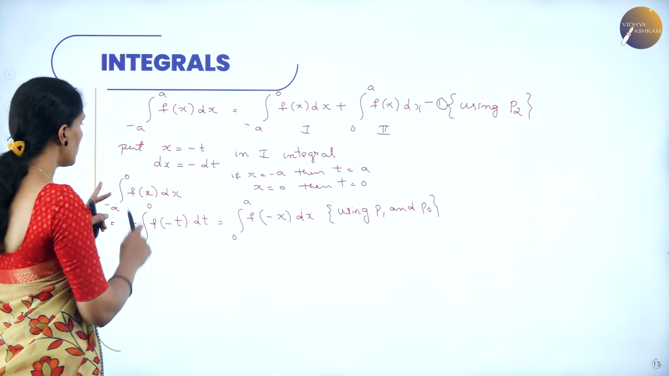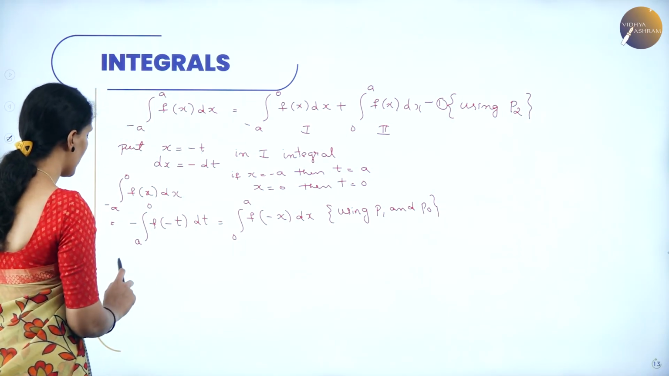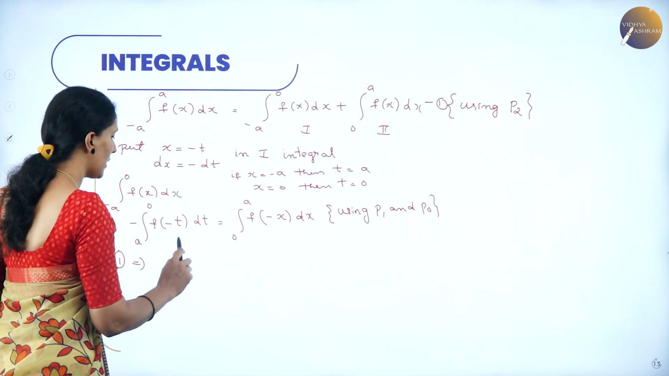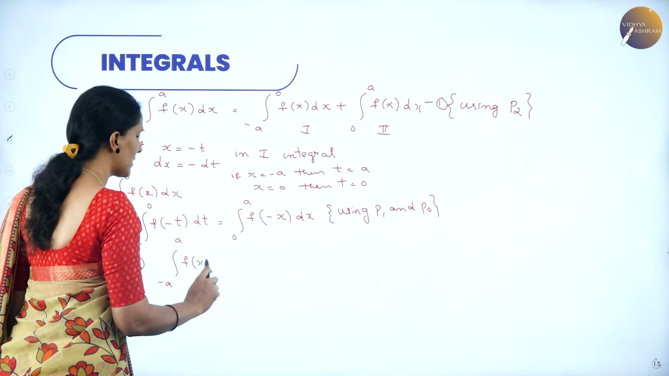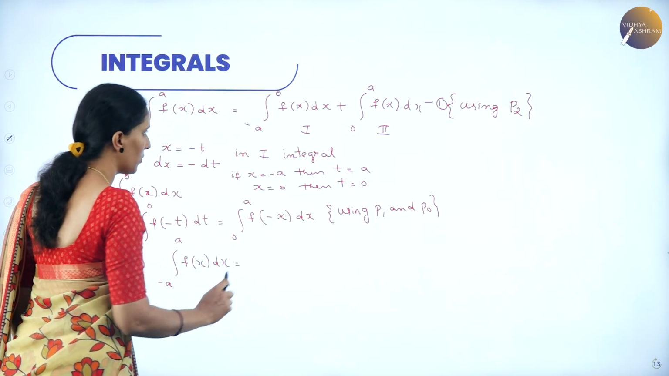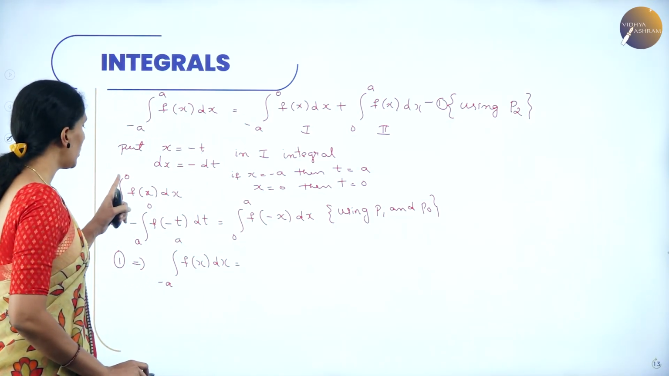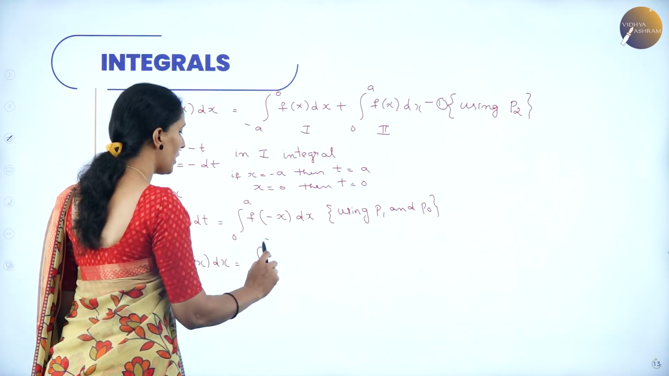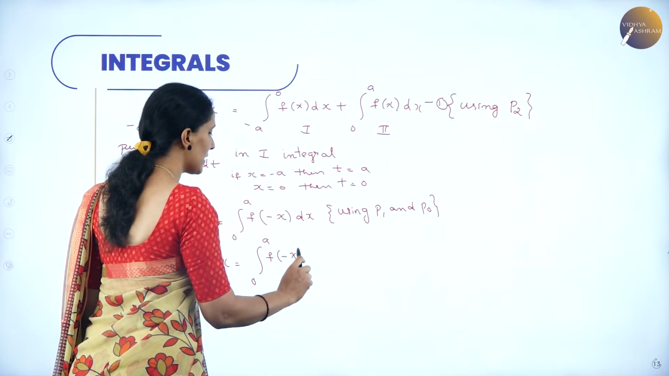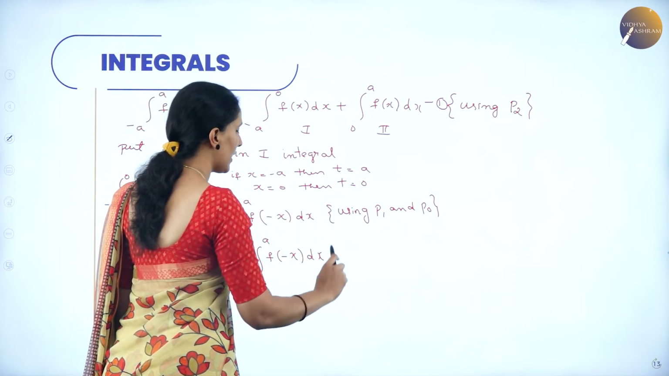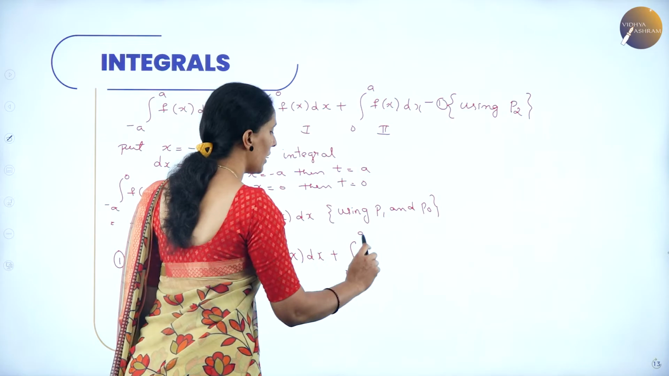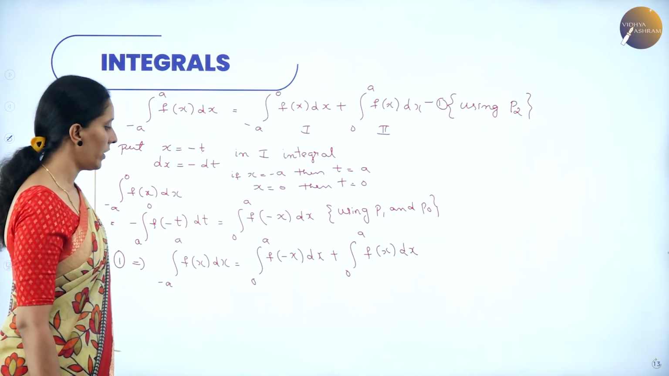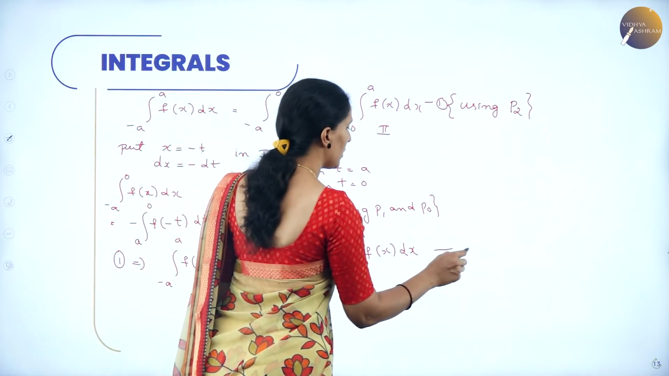So next, from 1 it implies: minus a to a f of x dx is equal to, now minus a to 0 f of x dx we got as 0 to a f of minus x dx, and the second integral is 0 to a f of x dx. So this is what we got. Let me take this as equation 2.